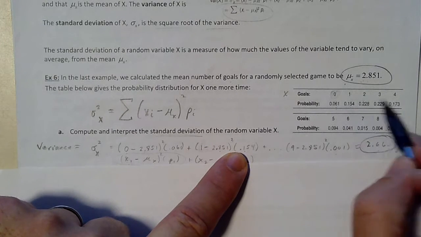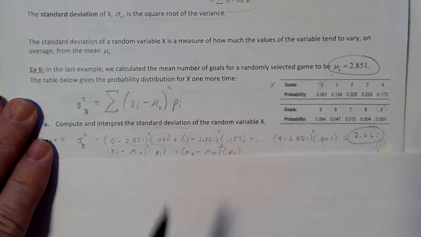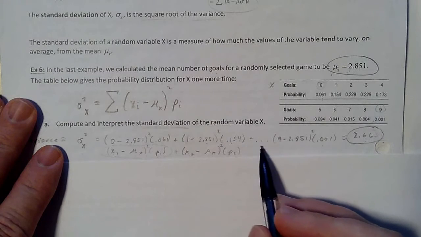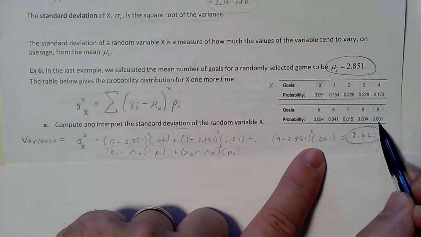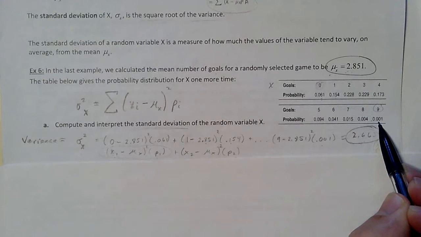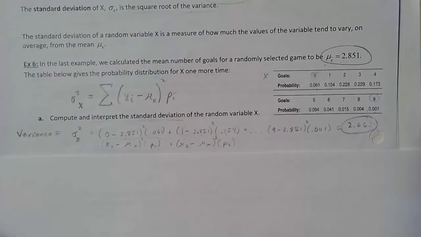All right, now that's a lot. So here we can kind of shortcut it, and that's the AP expectation too. They just want you to get it going. Okay. Plus dot, dot, dot. Let's finish with the last one. 9 minus the mean squared times the probability. Okay. All right. And let me show you how we get this. The answer is 2.66, but I'll show you how we get that.